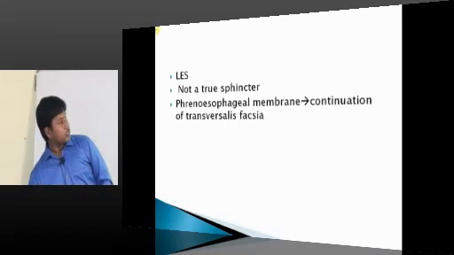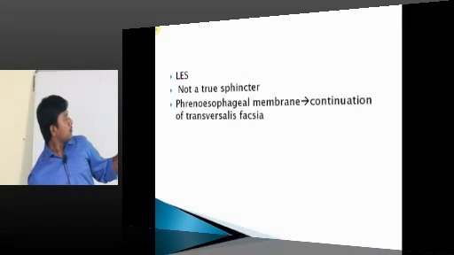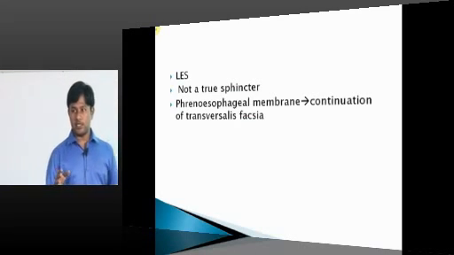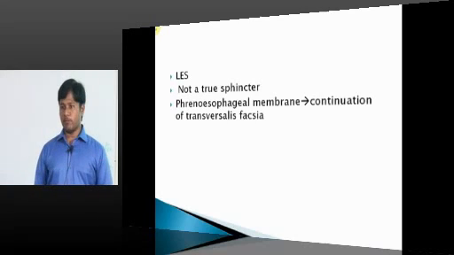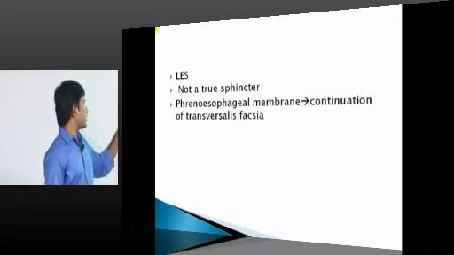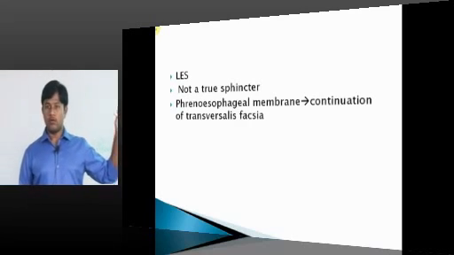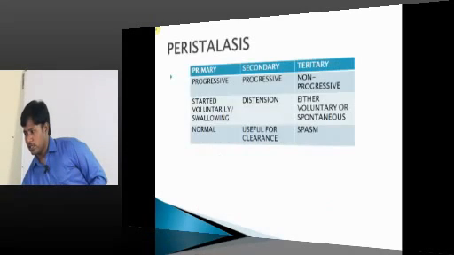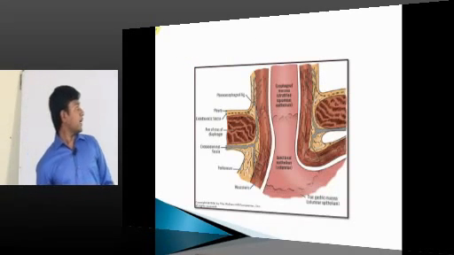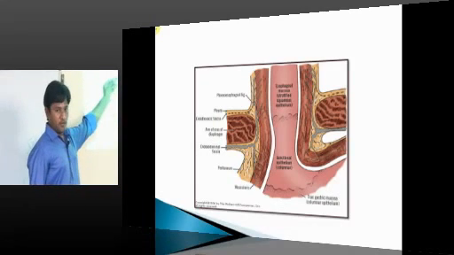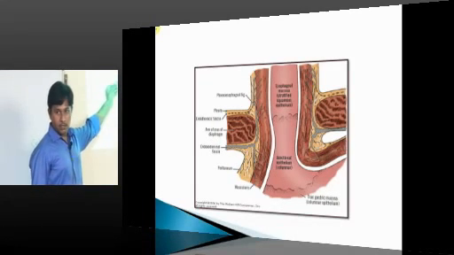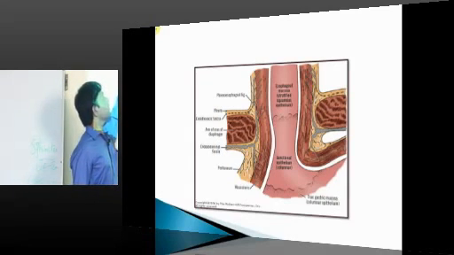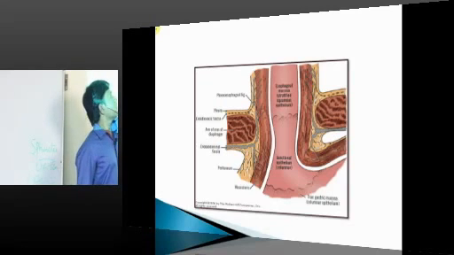Now, let us talk about the lower esophageal sphincter also. It is not actually a sphincter, but it is guarded by the phrenoesophageal membrane, which is a continuation of the transversalis fascia of the abdomen. Don't worry about all these Greek and Latin terms. I will show you the figure so that you can easily remember. This is the endo-abdominal fascia or the transversalis fascia of the abdomen, which comes and forms the phrenoesophageal membrane or phrenoesophageal ligament, and thus forms the lower esophageal sphincter.